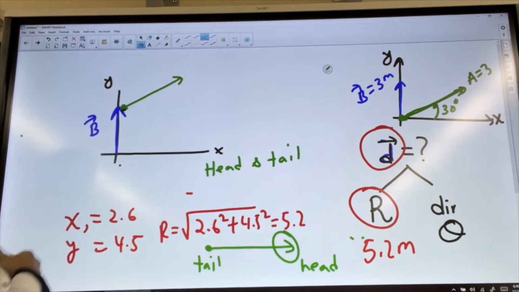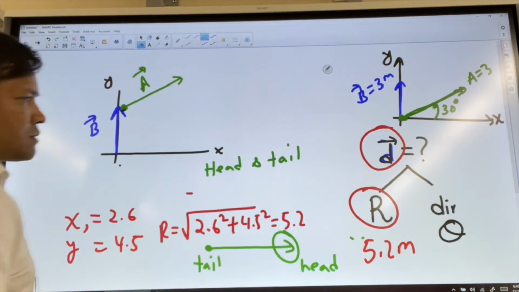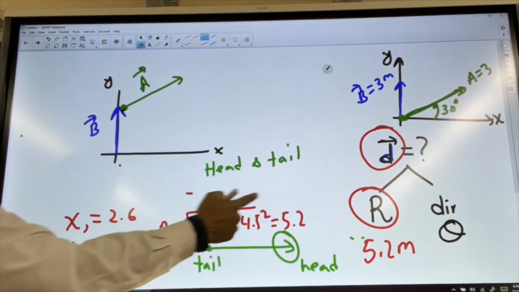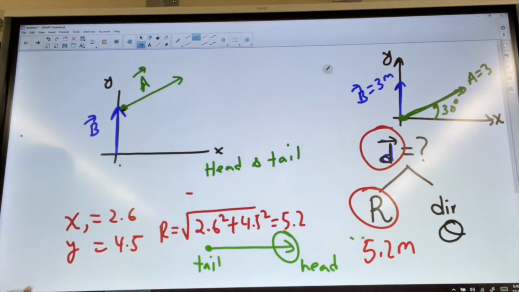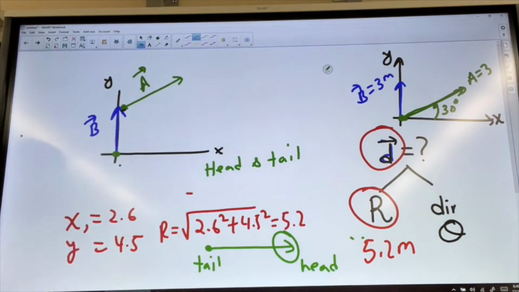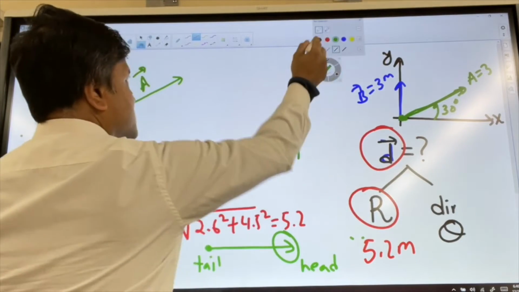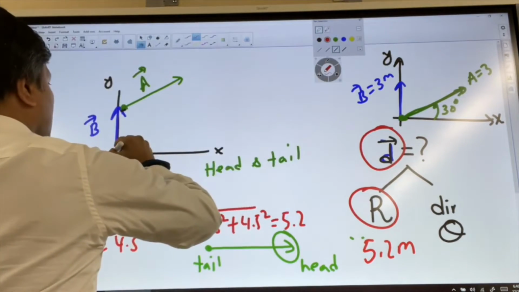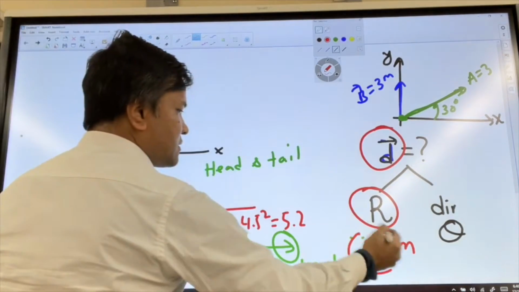So I have vector a and I have vector b. Now I know the resultant, but I have to draw the resultant. So how do you draw the resultant? From the origin to the arrow at the end. This is how you draw the resultant. So let's draw the resultant. This is the resultant. What is the size of the resultant? 5.2.